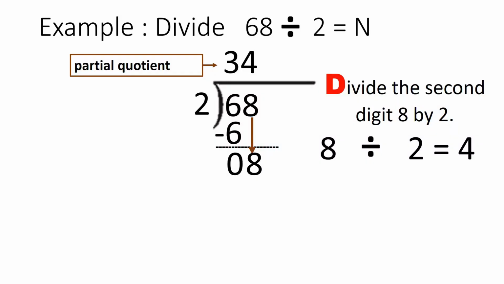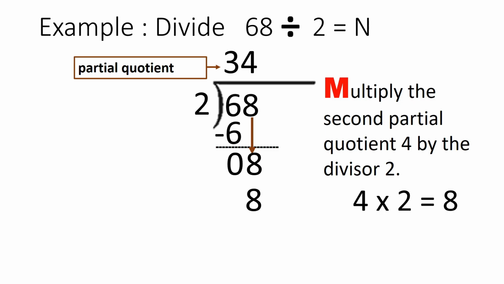Divide the second digit 8 by 2. 8 divided by 2 equals 4. Then the next acronym is M for multiply. Multiply the second partial quotient 4 by the divisor 2. 4 times 2 equals 8.